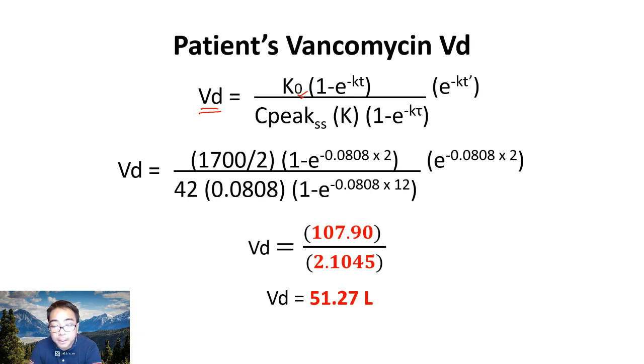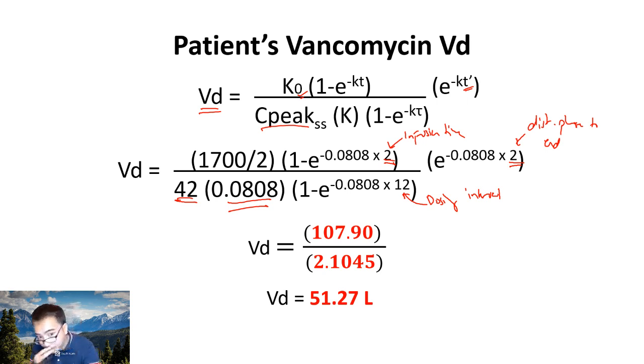Now, class, the KT prime here is the waiting time for the distribution phase to end, which is equivalent to only 2 hours. Okay? Alright, so this is our infusion time, 2 hours. The waiting time is for our distribution phase to end. This 2 would be the infusion time. Then of course, the 12 here would be the dosing interval. Right? So our actual C peak is 42. And then of course, our K, which is 0.0808.